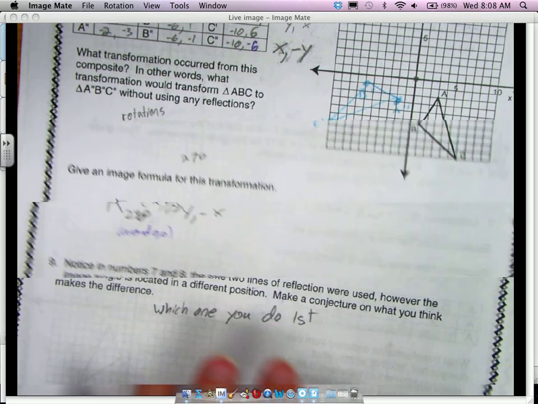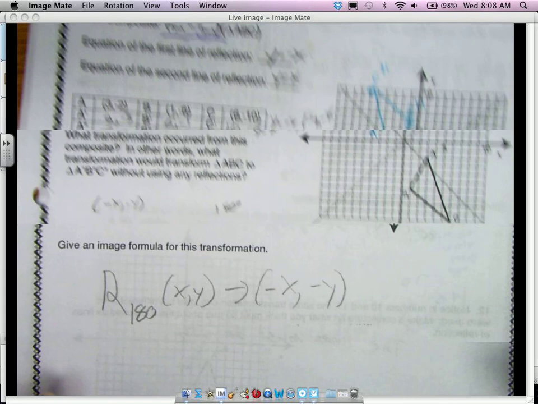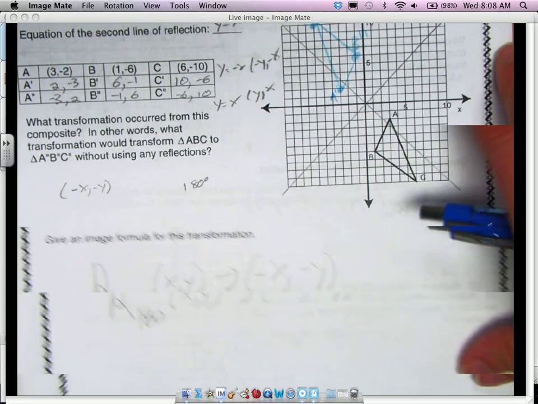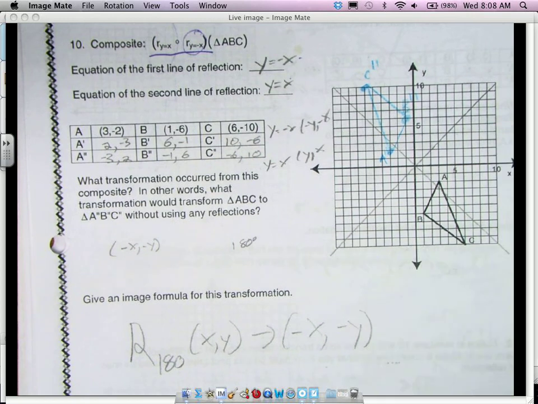Okay, number 10. We're going to do y equals negative x first, and then y equals x second. I know it seems weird because in the composition it looks like it's the other way around. It's just how math people do it. I don't know why. So your first image formula should be negative y, negative x. Your second image formula should be y comma x.